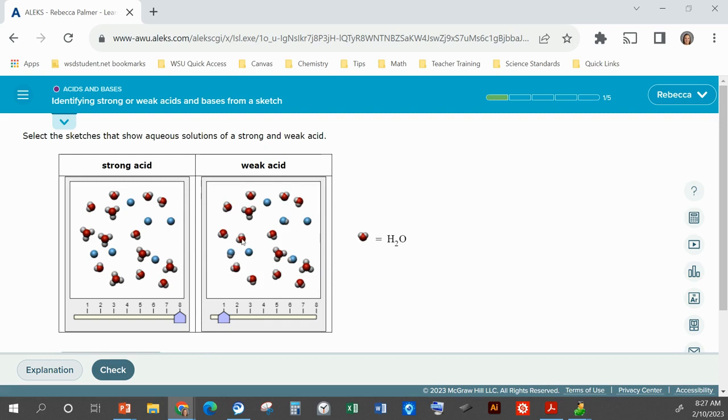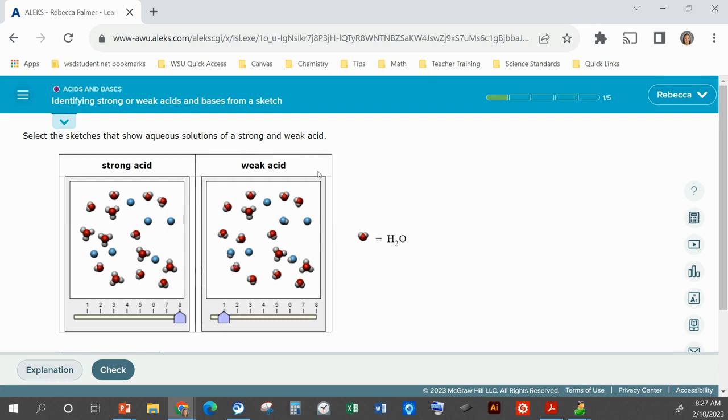then this would be our weak acid, because for every one of these, this is like a conjugate base that gave away an H+. The H+ went to hydronium, but we also have some original acid. So in a strong acid, we should not have any of this. For a weak acid, we should have some of this in our picture.